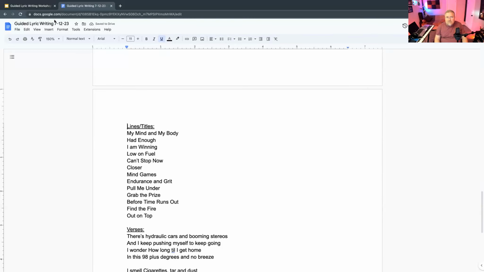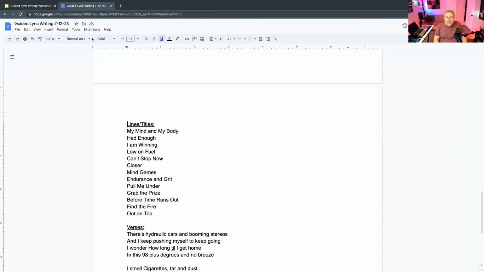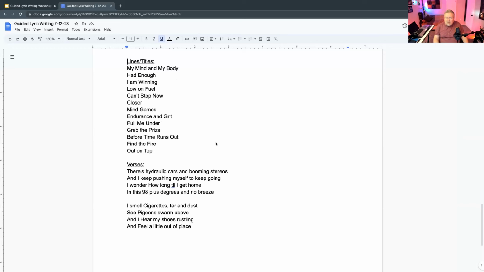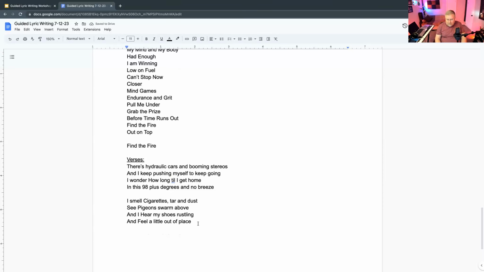So once you have the titles or the lines, the next step is to put them into a chorus. So write a chorus. The easiest way to write a chorus is to simply repeat whatever your title is, right? So I like Find the Fire. So my title here, I'm going to write this on top. If I want to write a chorus really easily, I just repeat the title. So it would be find the fire, find the fire, find the fire, find the fire.